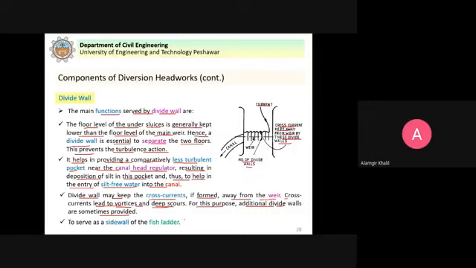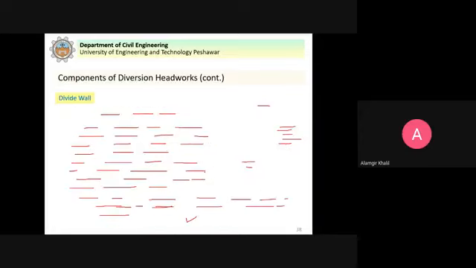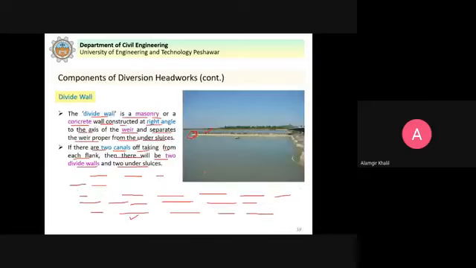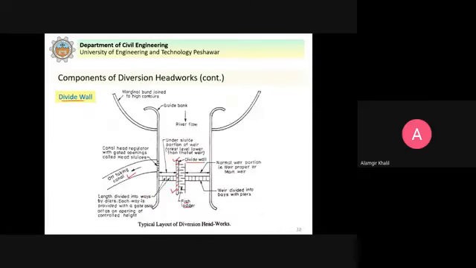The divide wall also serves as the side wall of the fish ladder. So you can see that incidentally this divide wall serves as one of the sides of the fish ladder.